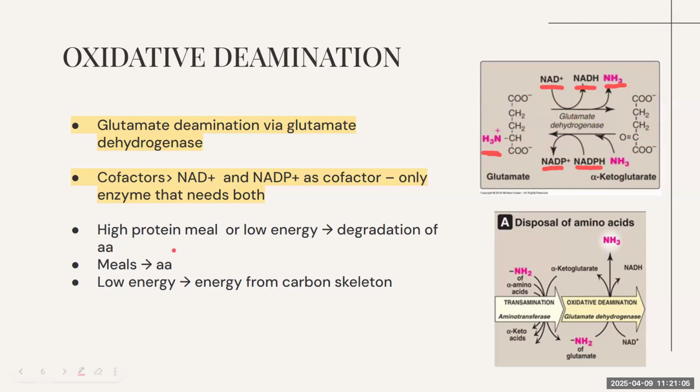Now, during a high protein meal or low energy, there's degradation of amino acids. In meals, the excess amino acids are being degraded. However, in low energy, your own amino acid pool is being degraded for energy from the carbon skeleton. Okay, so the alpha ketoglutarate can become pyruvate or oxaloacetate, and that's all being used in glycolysis or gluconeogenesis. Okay, and other cycles.